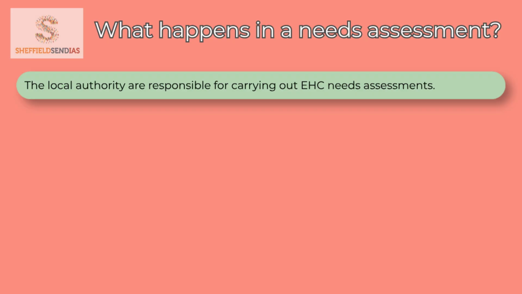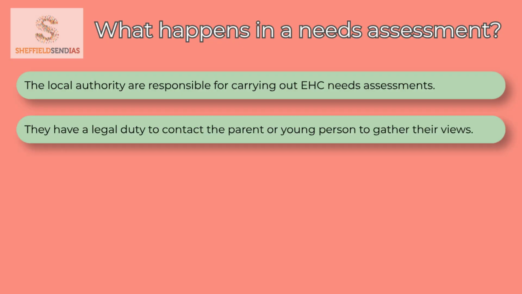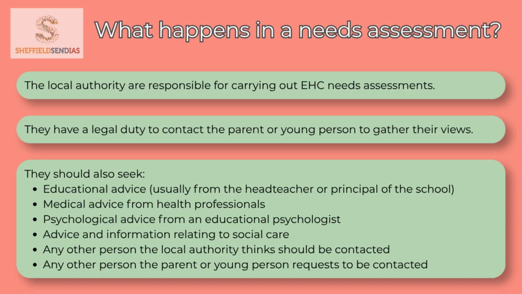The local authority are responsible for carrying out EHC needs assessments. They must seek information and advice on your child or young person's needs, the provision required to meet those needs, and the outcomes they are expected to achieve. The local authority have a legal duty to contact specific people for their views. This includes yourself as a parent or your young person if they're aged 16 and over. Professionals will be asked to conduct an assessment and give their advice. This is generally a report about your child or young person's needs and the support that is required for them.